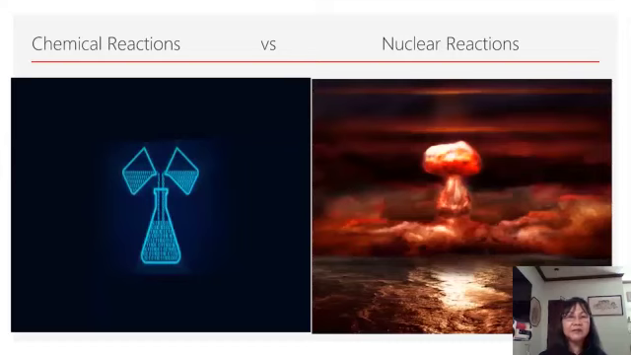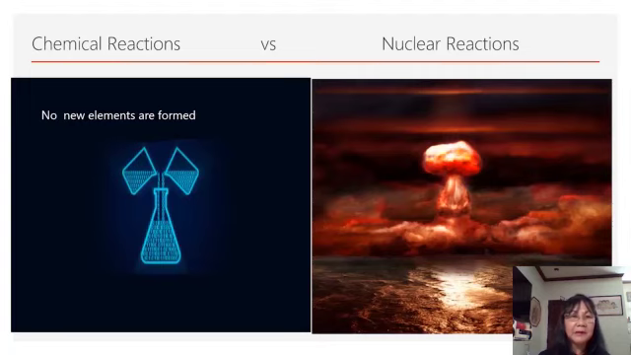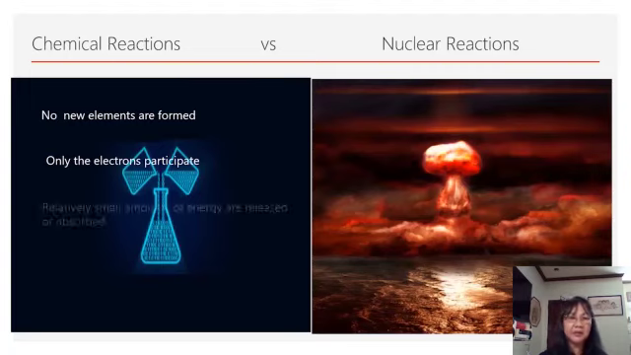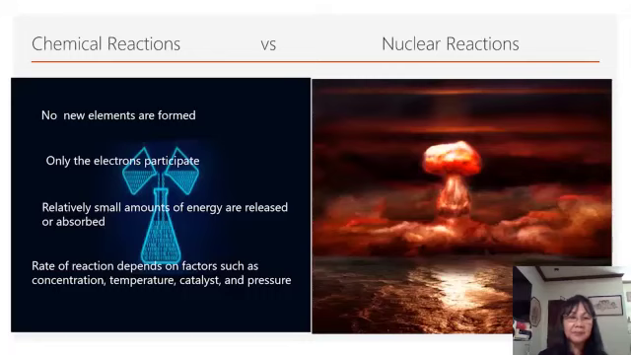What's the difference between nuclear reactions and chemical reactions? So chemical reactions are what we have studied before. For chemical reactions, no new elements are formed. Only the electrons participate in bond breaking and bond formation. Relatively small amounts of energy are released or absorbed during chemical reactions, and that is what we calculated in thermochemistry. The rate of reaction depends on factors such as concentration, temperature, catalyst, and pressure.